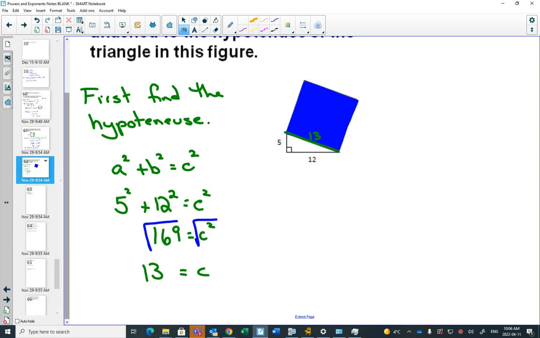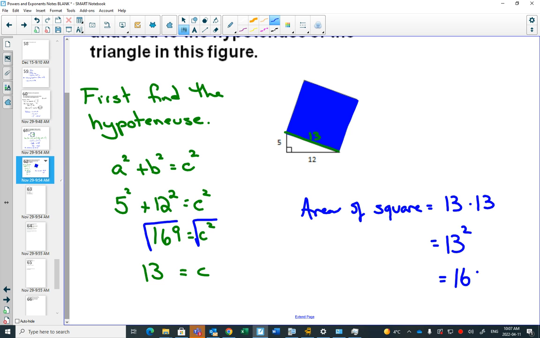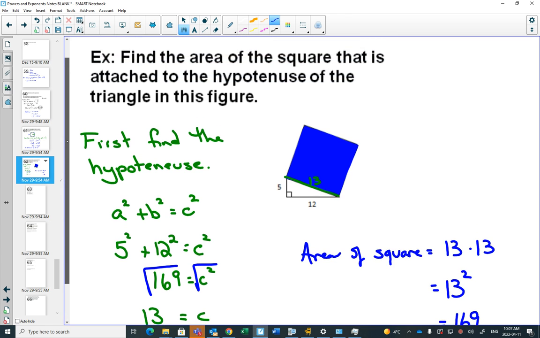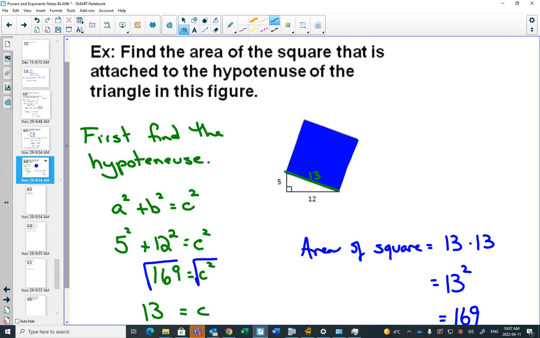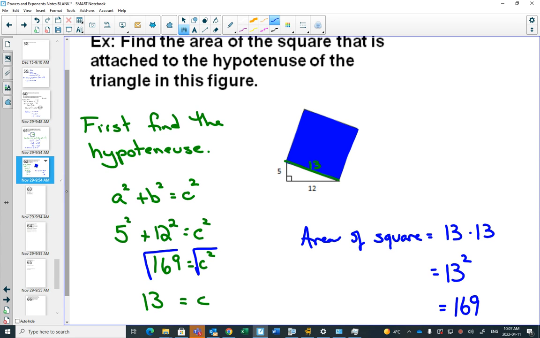And once we figured out this side is 13, the area of the square would equal 13 times 13, which is 13 squared, which is 169. Was there any units given in this one? No. So we don't have to include our units. Sometimes people like to write units squared, just to make sure that they haven't forgotten.